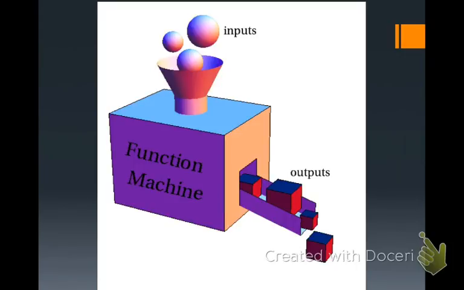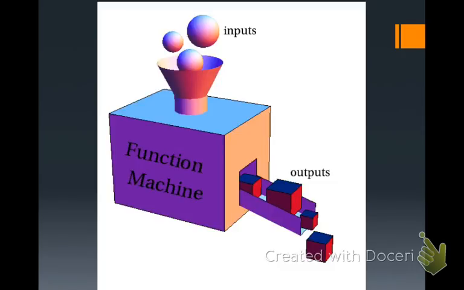One way to think about a function is with the help of a function machine. So we can think about the input going in, the function doing something to it, and then the output is what comes out.